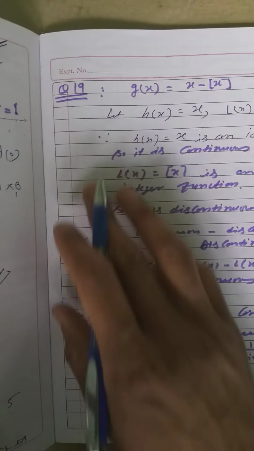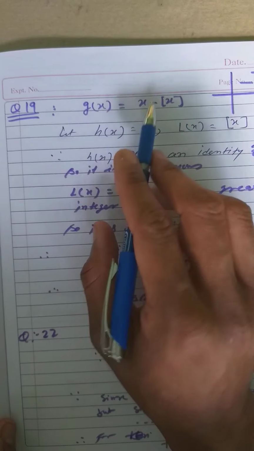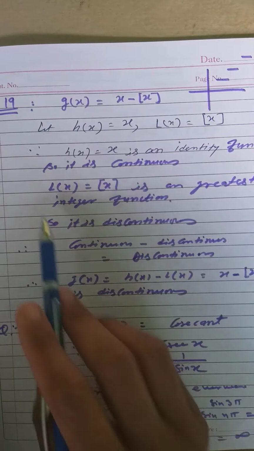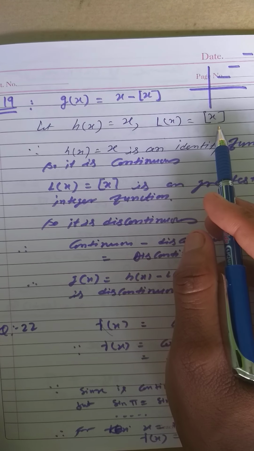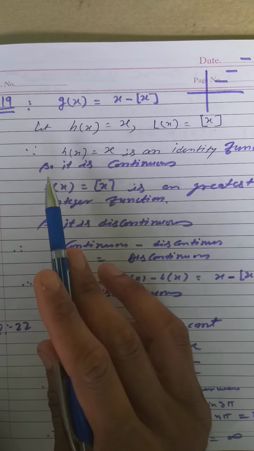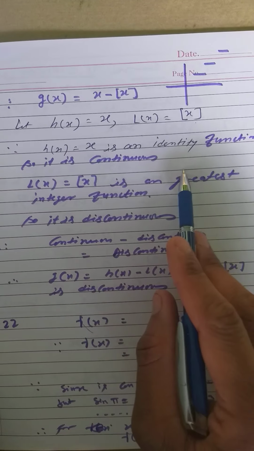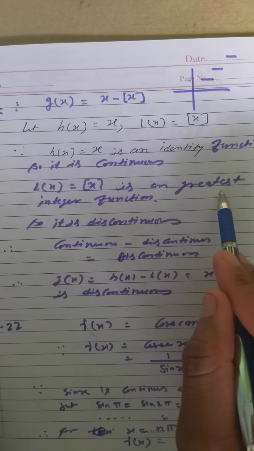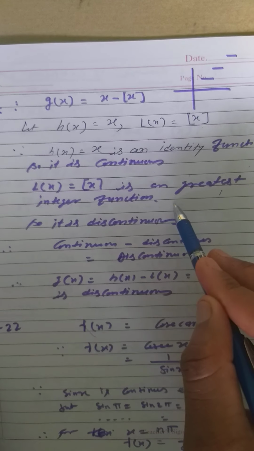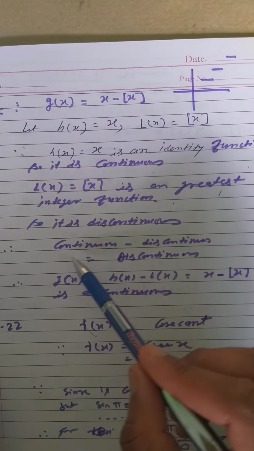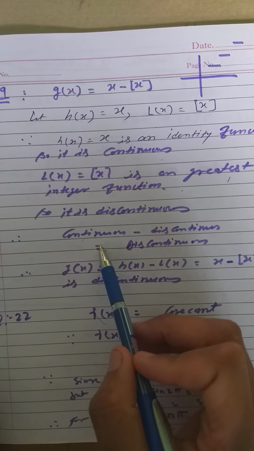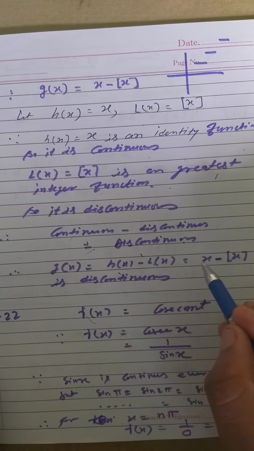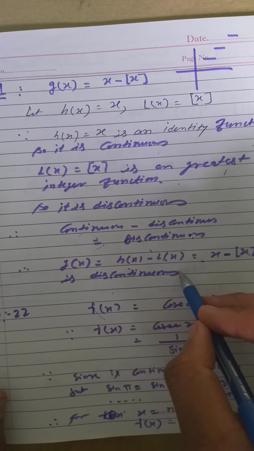Okay, now question number 19. g(x) = x - [x]. We have to check its continuity. Let h(x) = x and l(x) = [x], the greatest integer function. Since h(x) = x is an identity function, it is continuous. l(x) = [x] is the greatest integer function, and as we have discussed from its graph, it is discontinuous. So continuous minus discontinuous equals discontinuous. Therefore, g(x) = h(x) - l(x) = x - [x] is discontinuous.